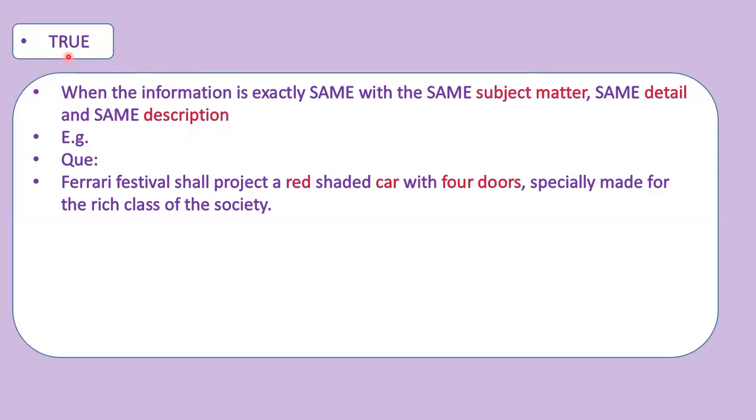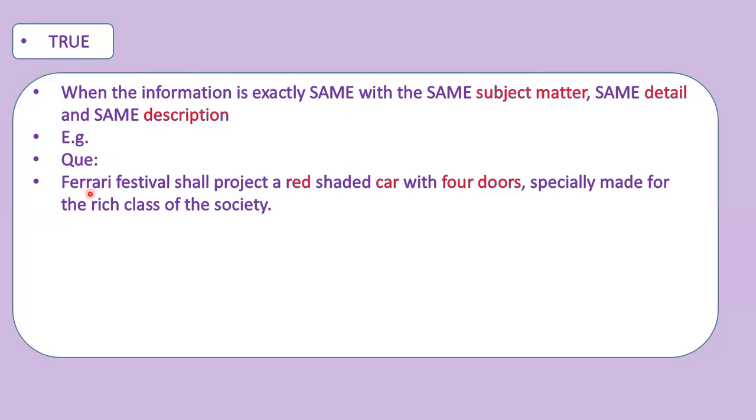So what does the IELTS examiner say for anything that is true? He says when the information is exactly the same, but candidates do not understand what that means, right? So I have given a detailed definition of what is true actually. You see over here, it says when the information is exactly the same with the same subject matter, same detail, and same description. So what does that mean? Let me just explain with an example.